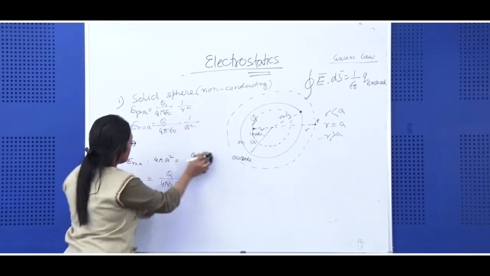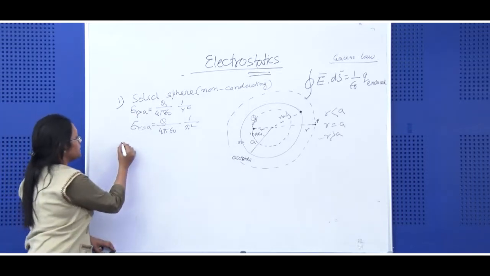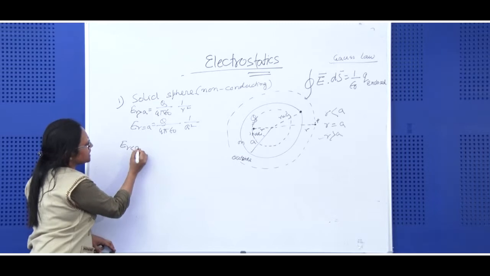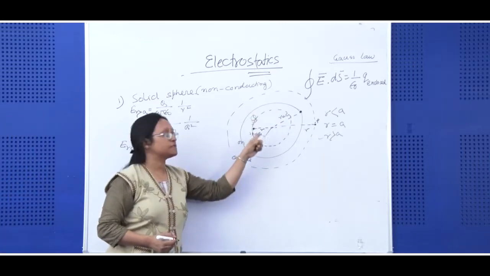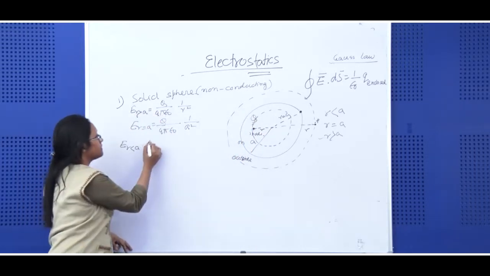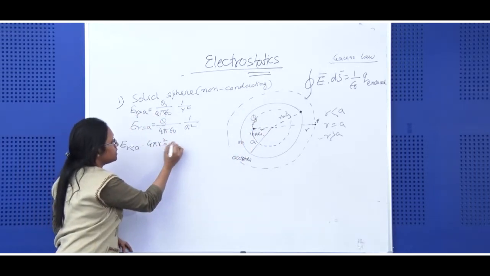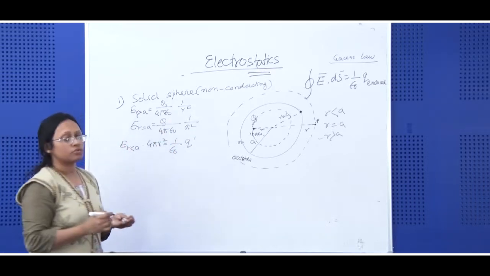Now we will find E for r less than a. E dot ds means again it is a Gaussian sphere of radius r, means 4 pi r square, that is equal to 1 by epsilon 0 times the charge it is enclosing, which is q prime.